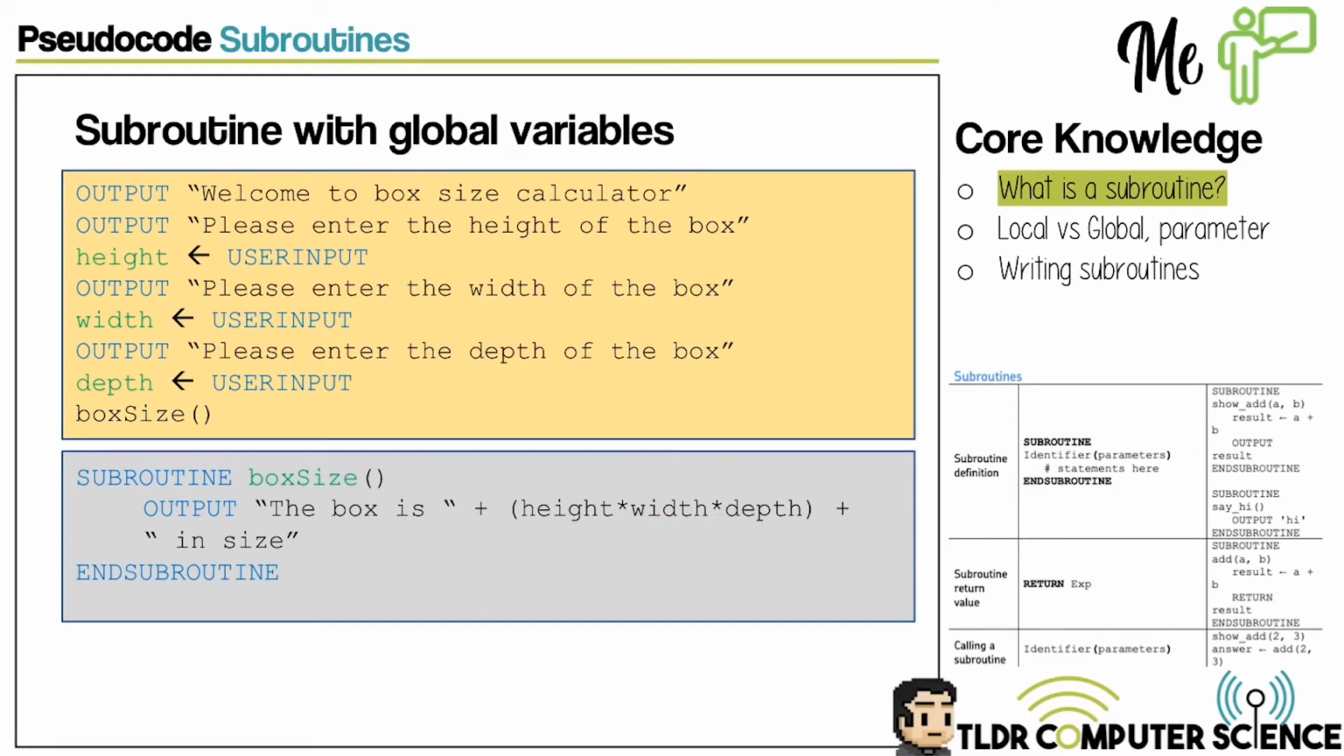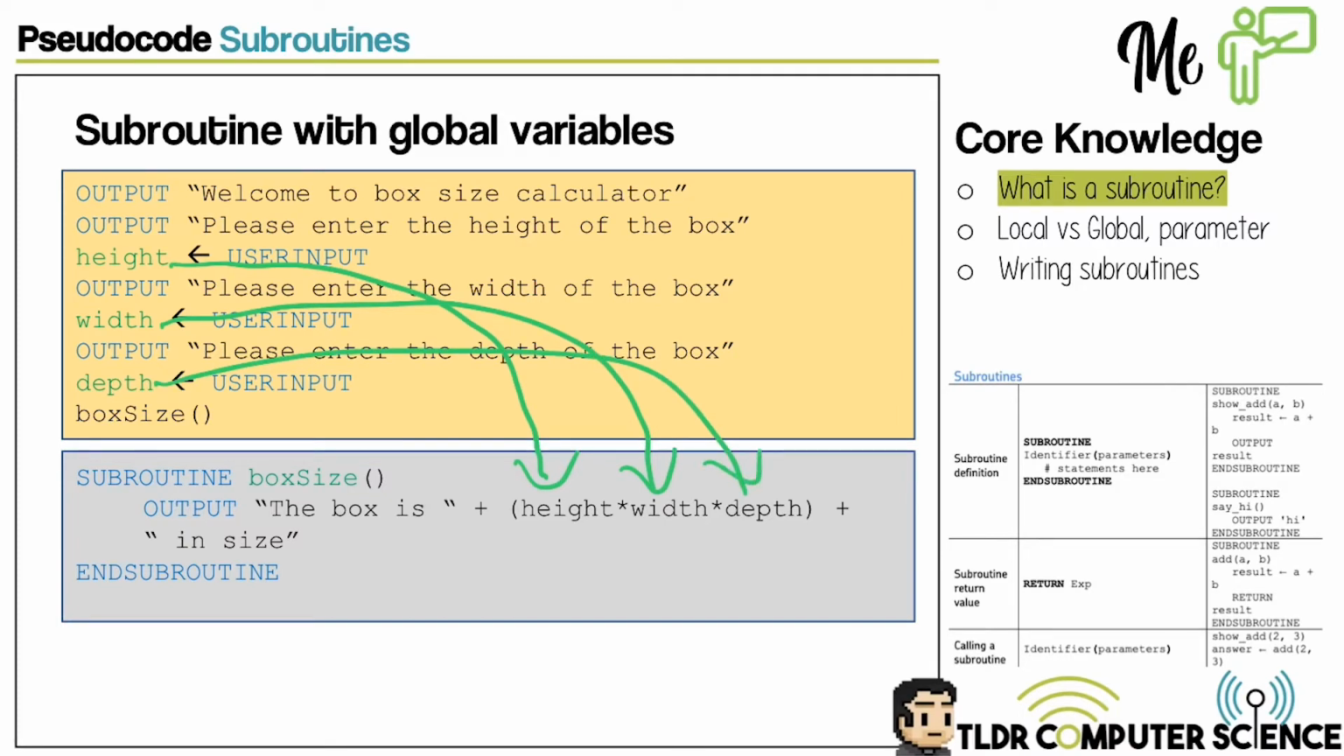So when I call that, it jumps over here, and then it says to output, the box is height times width times depth. Now here's a really crucial thing for us to understand. The height and the width and the depth, they don't exist inside this box. In fact, they'll get that from here. So height is referenced from here. Width is referenced from here. Depth is referenced from here.